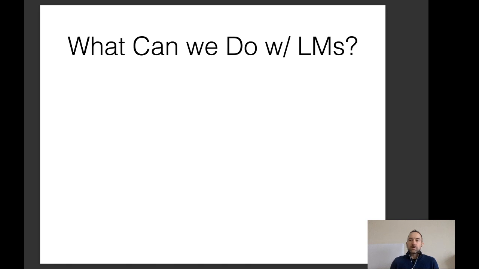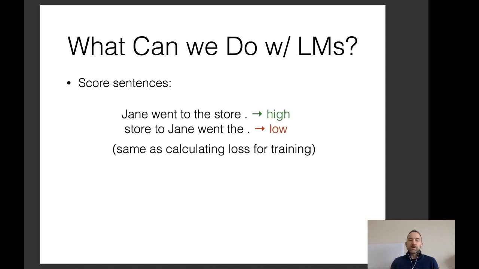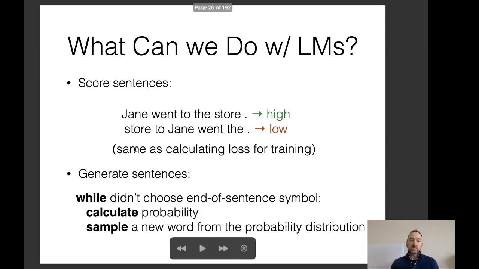Okay, so that was a little bit of detail on how we tell whether language models are doing well. So what kind of things can we do with language models? One thing that we can do is score sentences. Essentially, this will do exactly what I suggested before, which is taking a sentence in and calculating how grammatical or natural the sentence itself is. So if our language model is doing well, it will look at "Jane went to the store" and give it a high probability, and "store to Jane went" and give it a low probability.